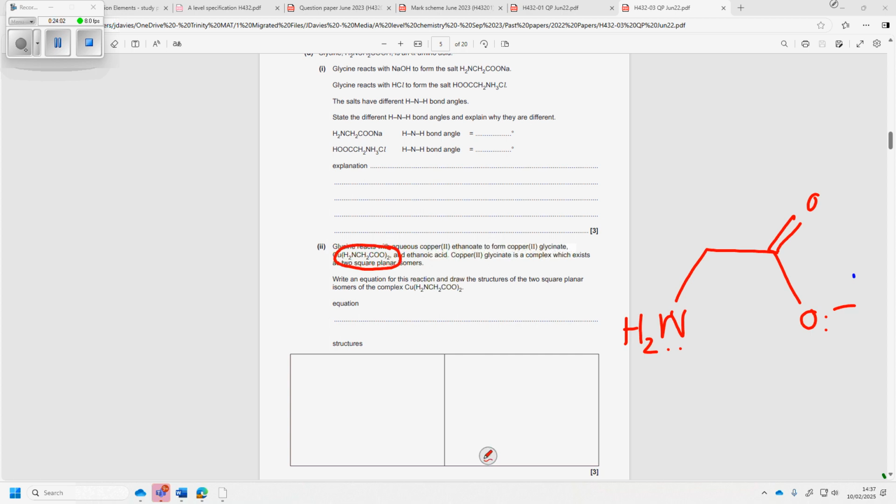Now, in previous years, we have also had this as an example of a ligand. The key point is the same. We're looking out for oxygens, minus charge, lone pair of electrons. Nitrogen, lone pairs of electrons. These things can form dative covalent bonds to a central metal ion.